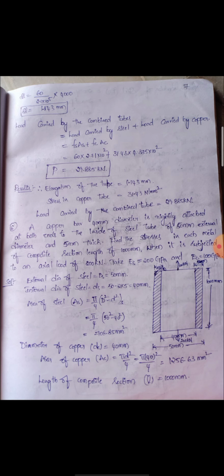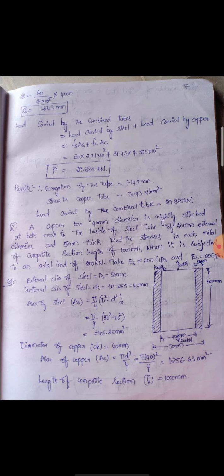So the area of the steel, AS, equal to pi by 4 into capital D square minus small d square. For the steel section, pi by 4 into capital D value 50 whole square minus small d value 40 whole square. So the area of the steel is 706.85 mm square.